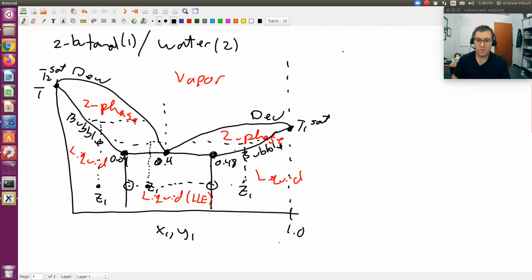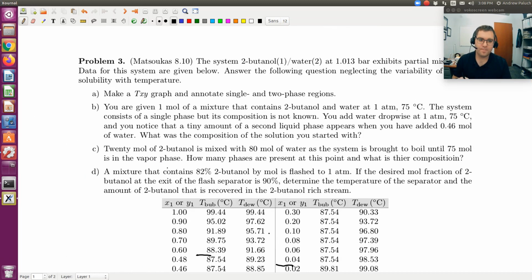So actually, all right, we said this flat region is 87.54 degrees C. That's my azeotropic temperature. That's also the temperature where I have this flat region. So I'm at 75 degrees C, so I'm below it. The system consists of a single phase, but its composition is not known.